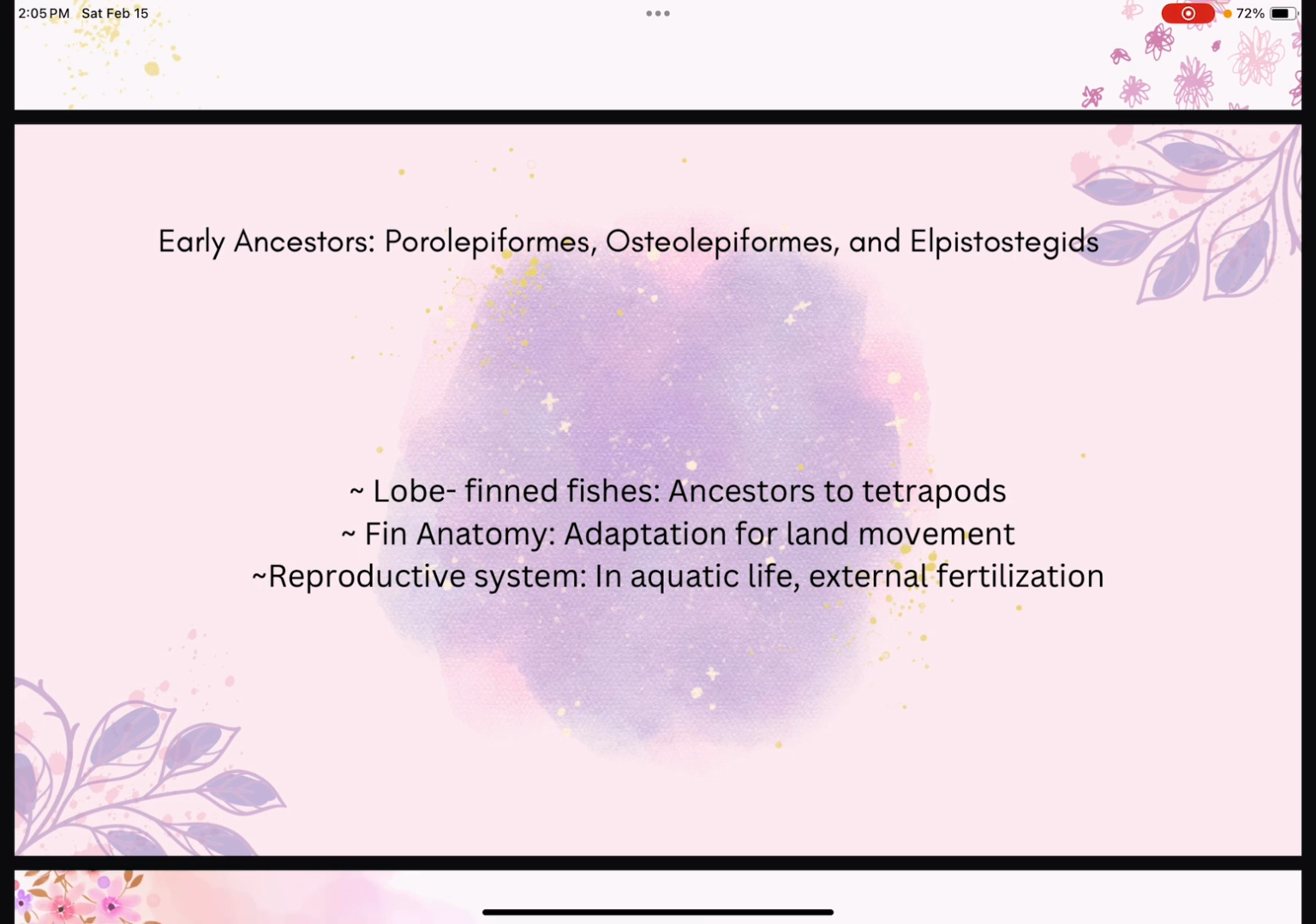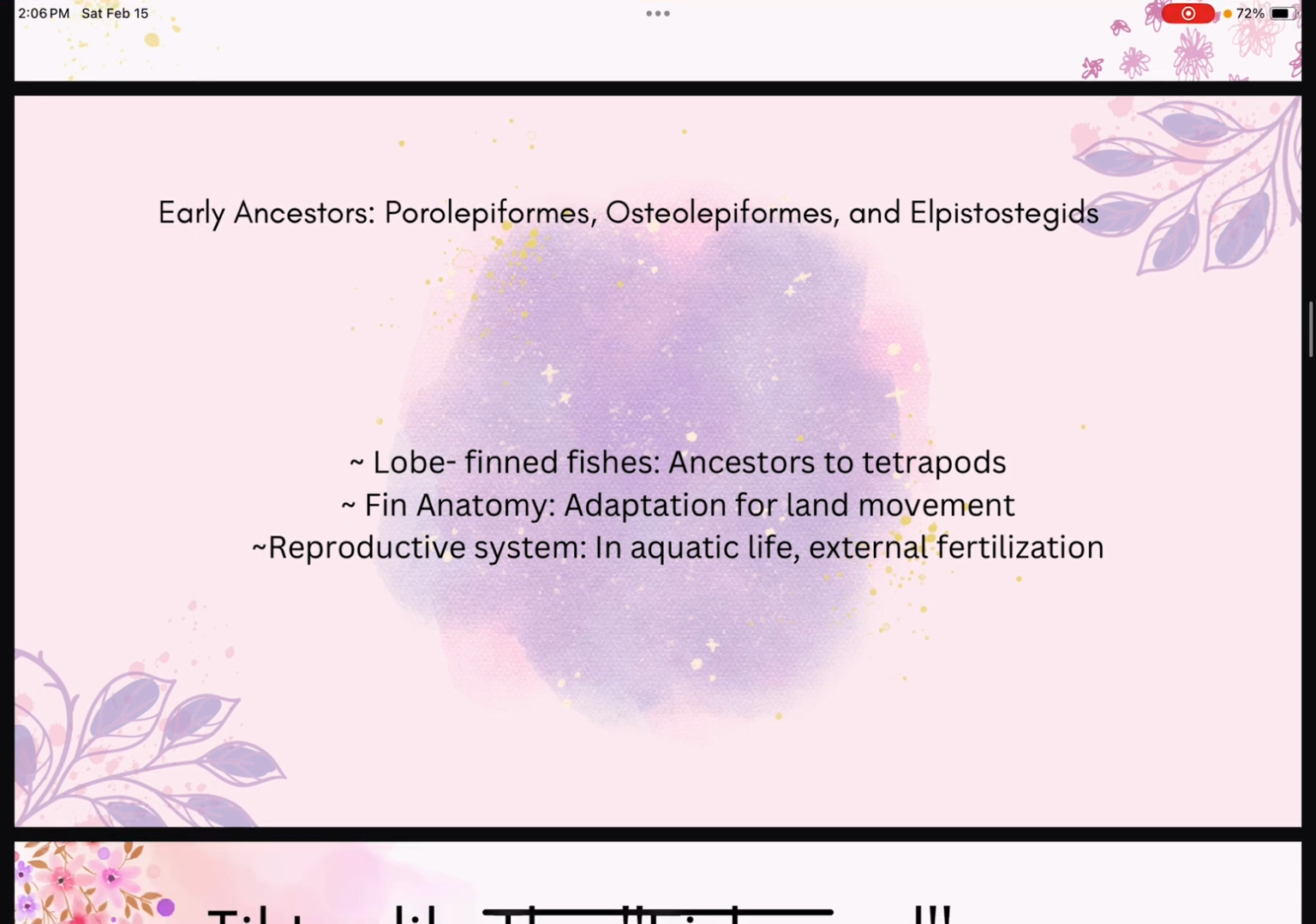So we take a look at slide 2. Slide 2 talks about early ancestors. Now, I have a hard time pronouncing these, but I'm going to try my best. Porolepiforms, osteolepiforms, and elpistostegalians. Sorry. So let's talk about this.